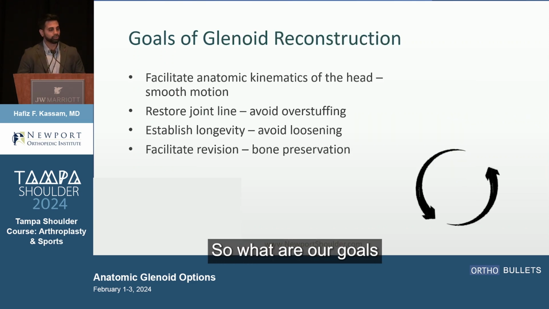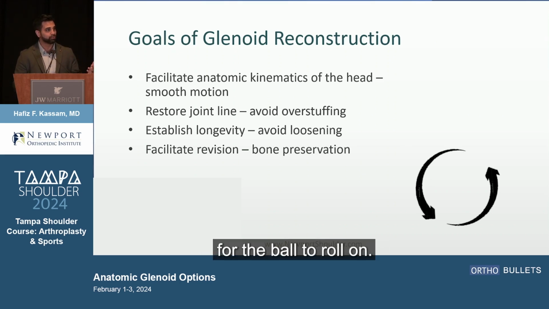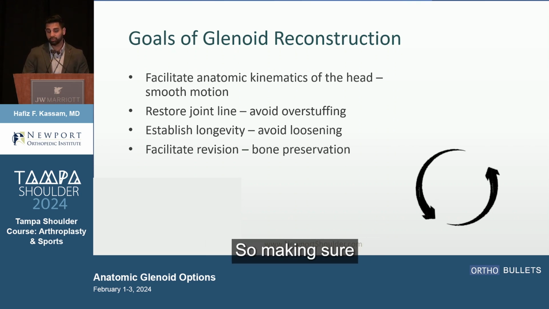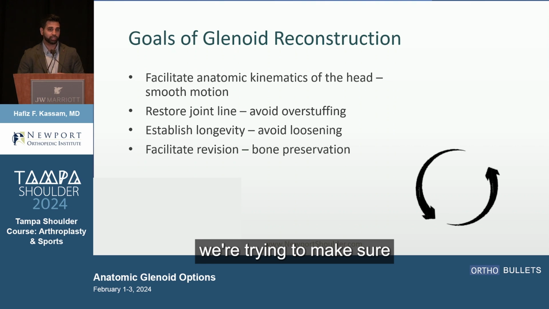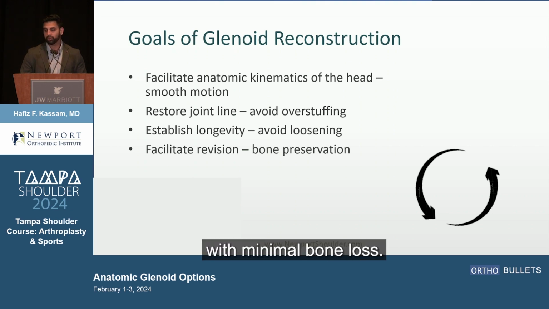So what are our goals? Really, we have 4 goals, right? We're trying to facilitate anatomic kinematics of the head, so a smooth platform for the ball to roll on. We're trying to restore the joint line without overstuffing. We're trying to establish longevity, so making sure what we put in actually lasts a reasonable amount of time. And then for the inevitable revision, we're trying to make sure that it's a streamlined revision with minimal bone loss.